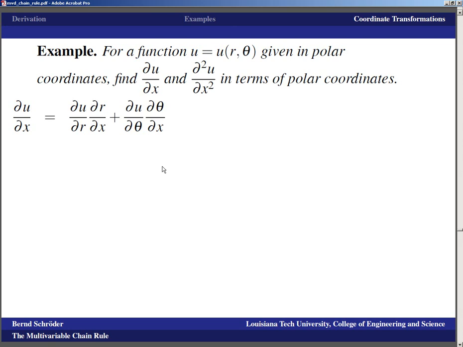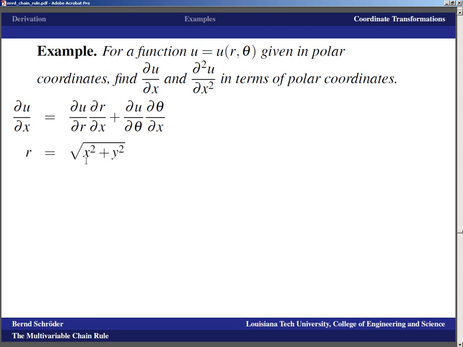Okay, so part of this works already because the partial derivatives of u are now in terms of r and theta, no longer in terms of x. We still need the partial of r with respect to x and the partial of theta with respect to x, and we will need those ultimately in polar coordinates.